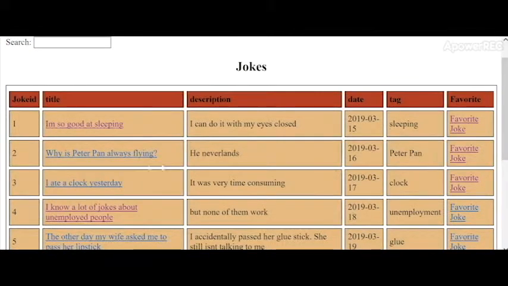So now we go home and we want to favorite a joke. So we go into the search function. We look at why is Peter Pan always flying? Because he never lands. So we find that very funny. We click favorite joke. We want to confirm this joke. So we just added it to our favorite jokes.